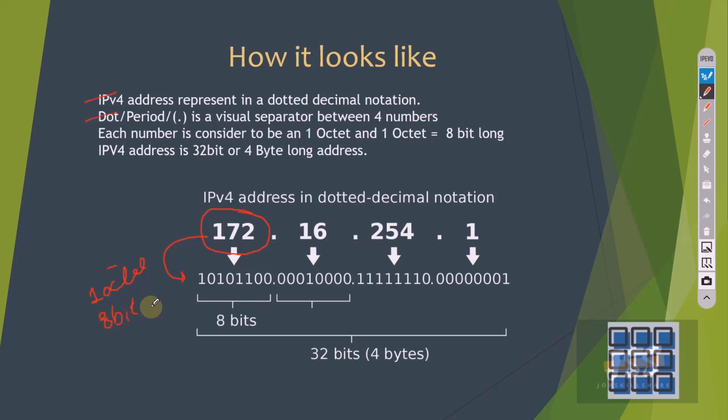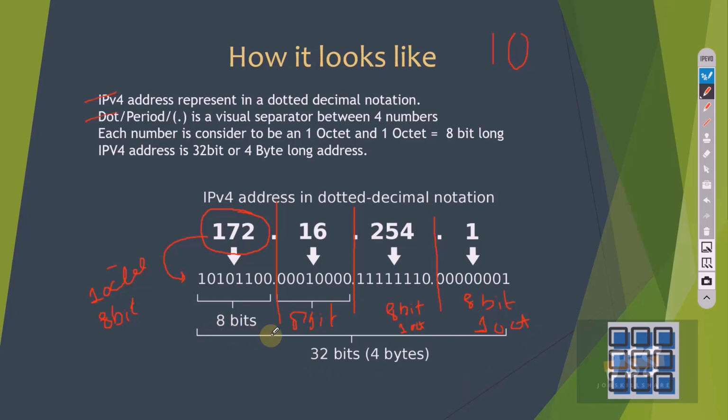Why? Because the computer understands the language of ones and zeros. So as you can see, 1 2 3 4 5 6 7 8. So this portion has 8 bits or 1 octet. Similarly, this portion is also 8 bits, 1 octet. This one is also 8 bits or 1 octet, and the last piece is also 8 bits and 1 octet.